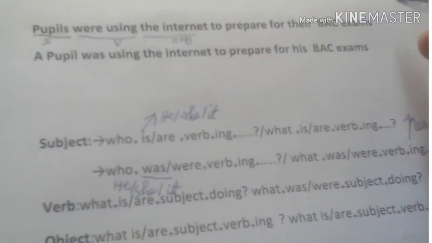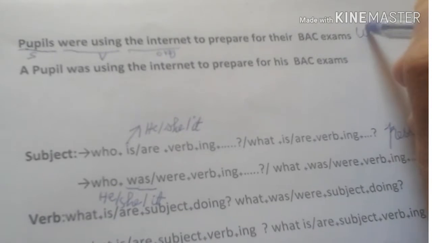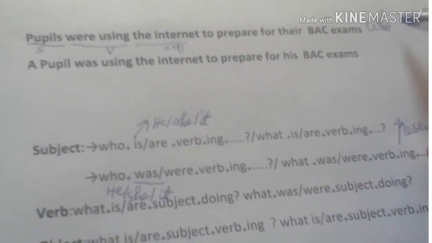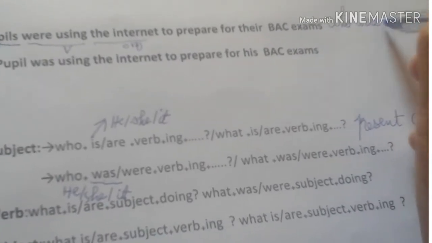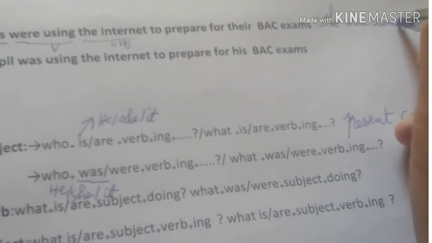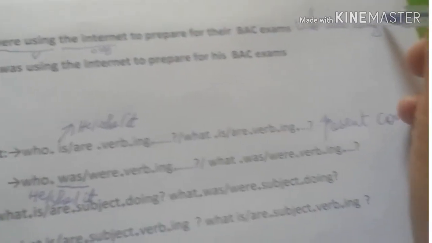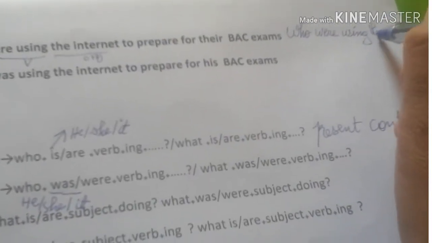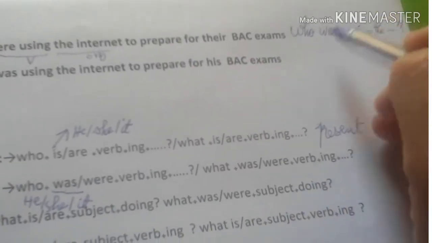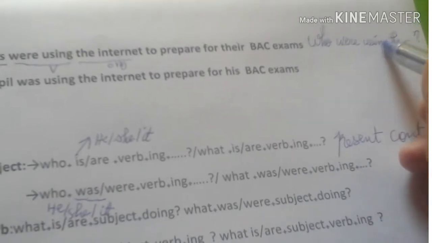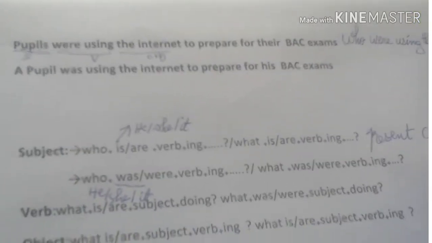The internet is the object. So, to ask about the subject, we say who plus the verb plus the remainder of the sentence. We say who plus the verb, no change. Who were using the internet until the end of the sentence.